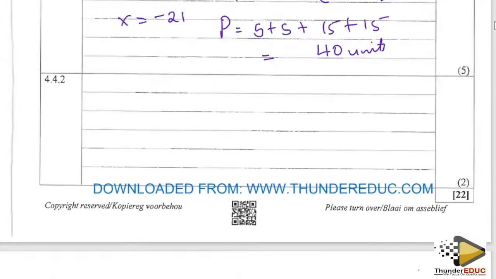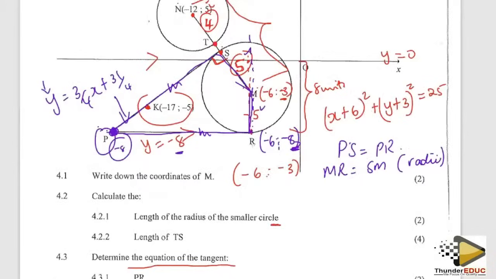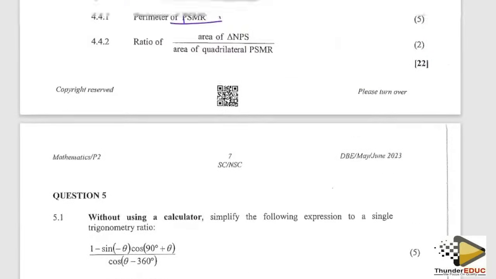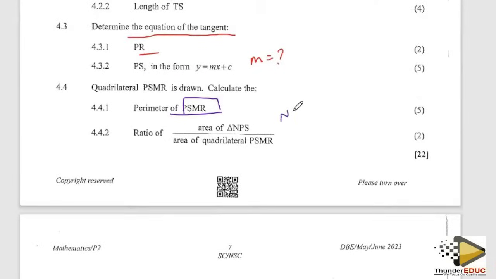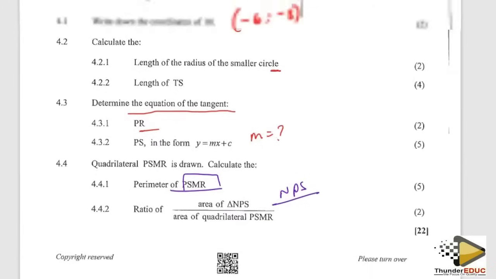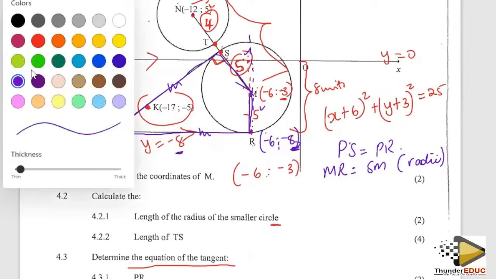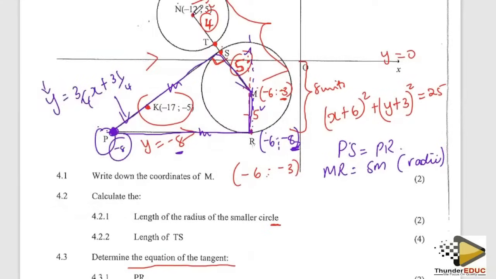Then 4.2, we want us to get the ratio. We can get the area of NPS over the area of the entire quadrilateral. NPS. Just change this to big things. So if we draw something for this area here.